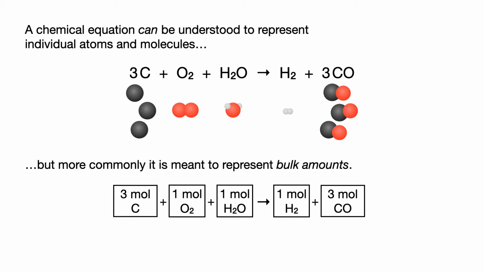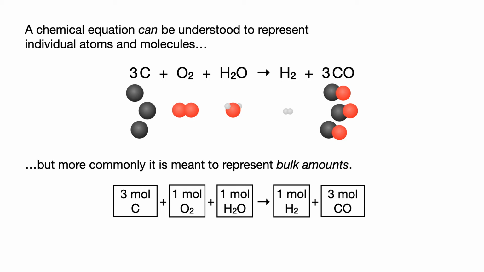Another thing that's important is that the coefficients in a chemical equation represent relative amounts. And so we don't have to have exactly 3 moles of carbon, 1 mole of oxygen, and 1 mole of water reacting to form 1 mole of hydrogen and 3 moles of carbon monoxide.